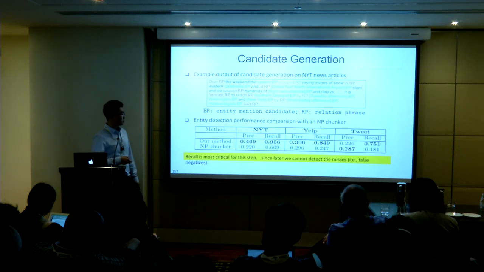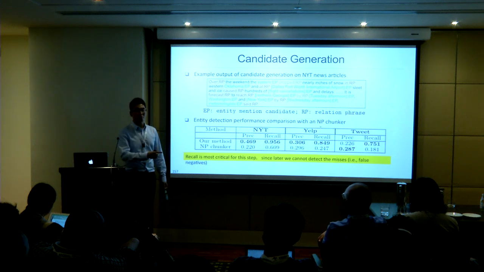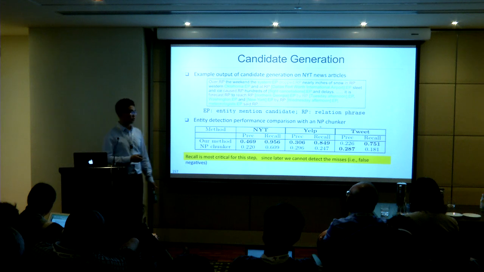We found that on domain-specific corpora like tweets and Yelp, we are performing much, much better than the NP chunker that is trained on the general domain, usually the news corpus.